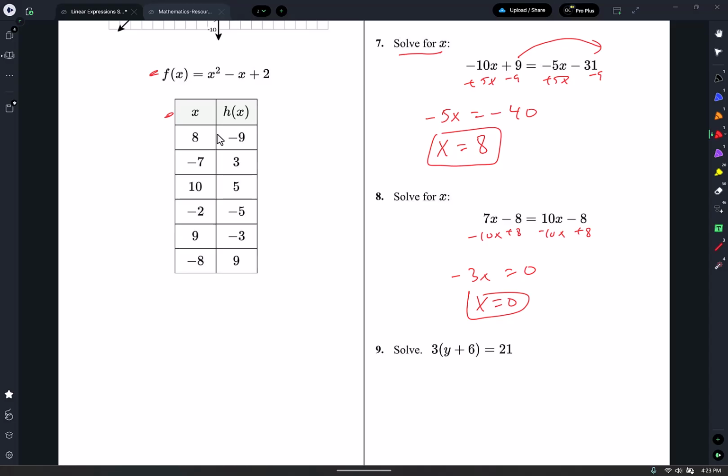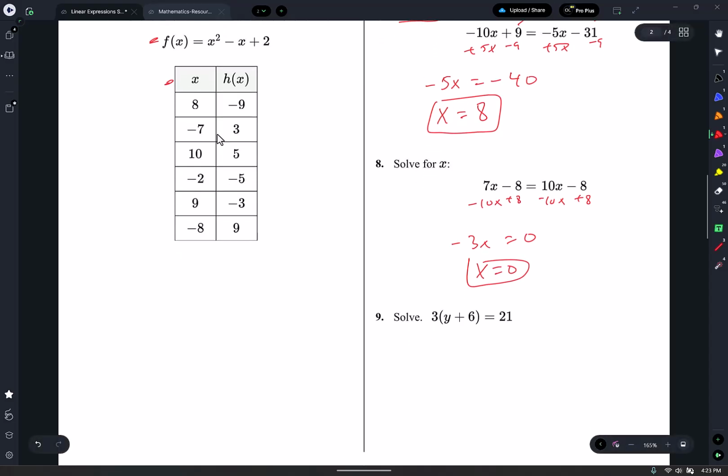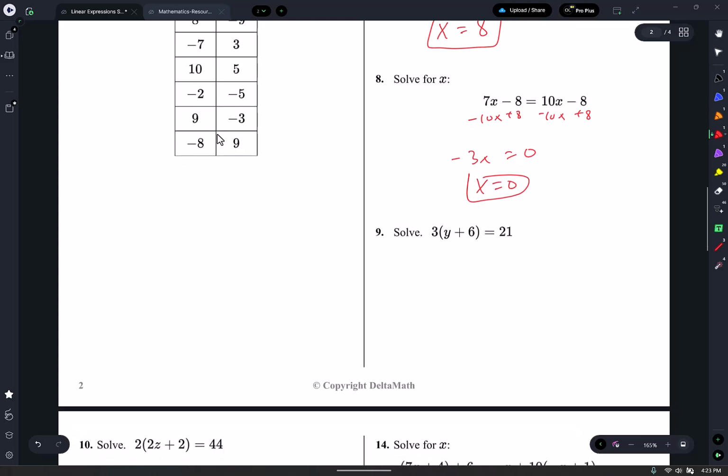No, I like to have the x's on the left hand side. You could have had the x's on the right hand side, but usually most textbooks will have x's on the left hand side. But you don't have to do it that way. You can move everything to the right.